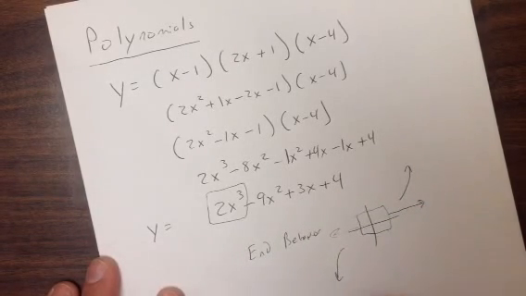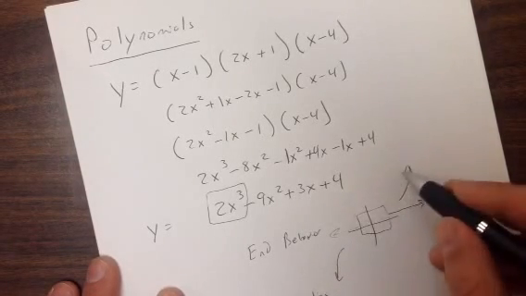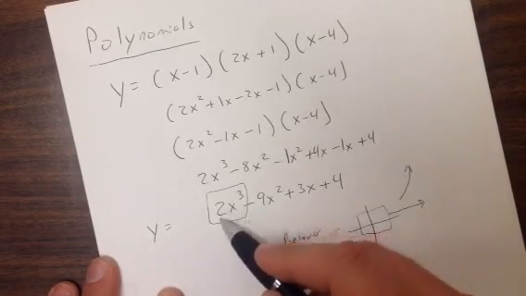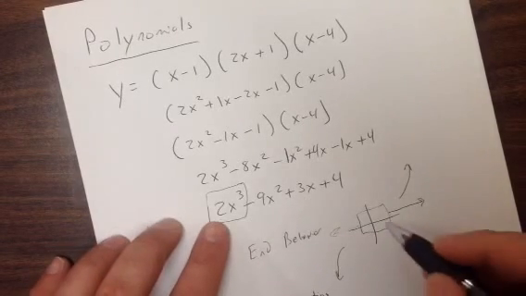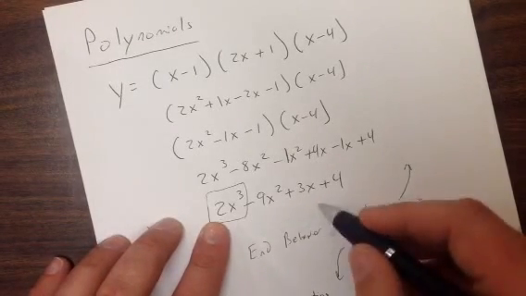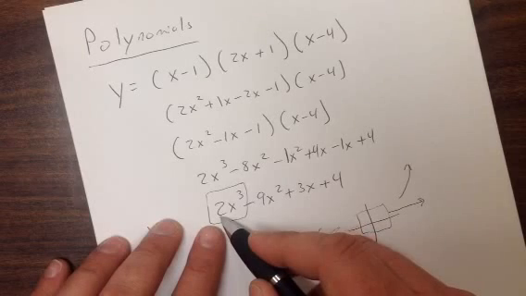So when the exponent is odd, the end behavior is opposite directions. Up to the right and down to the left if this is positive, and down to the right and up to the left if this lead coefficient is negative.